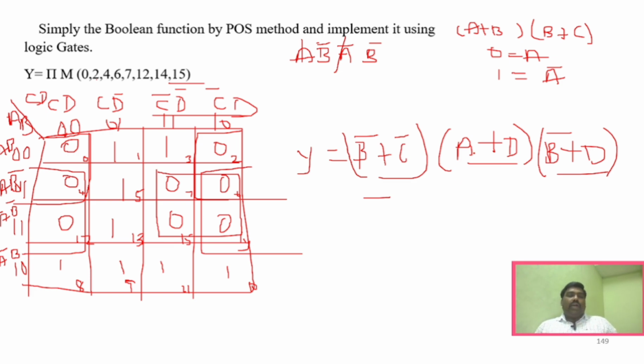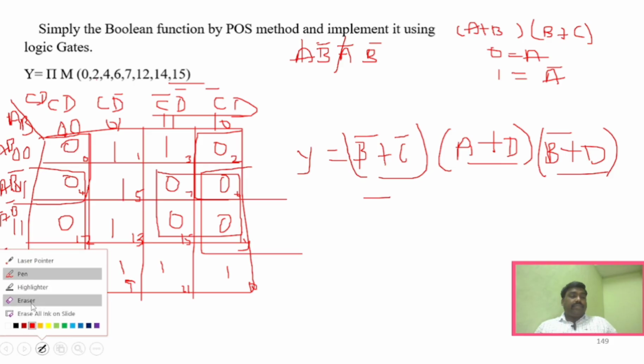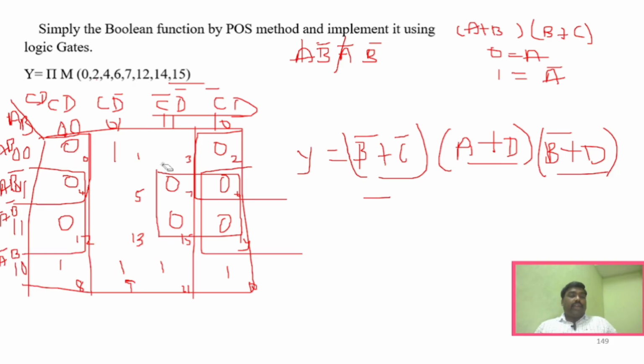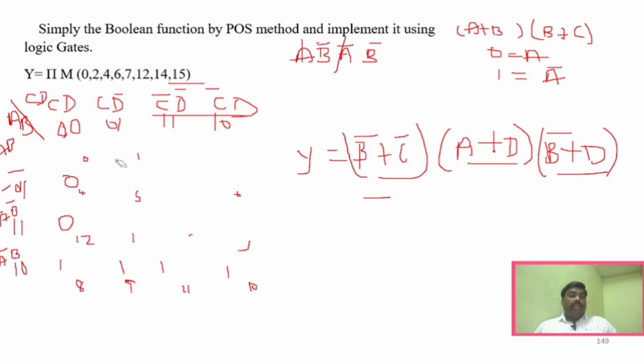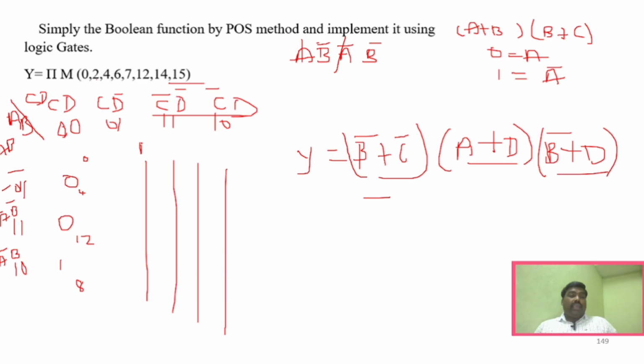And what is the next step you have to do? You have to implement using logic gates. How will you implement logic gates here? We can follow the same method I have explained before. I'll just erase some part of it so that we can implement the logic gates. You can follow the same procedure: A, B, C, and D.